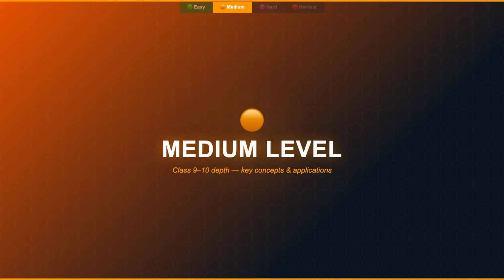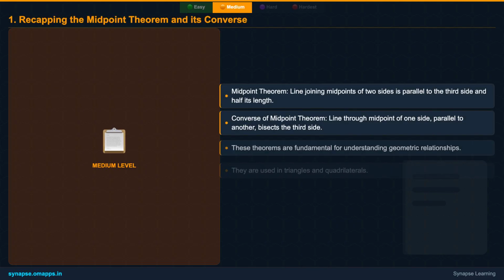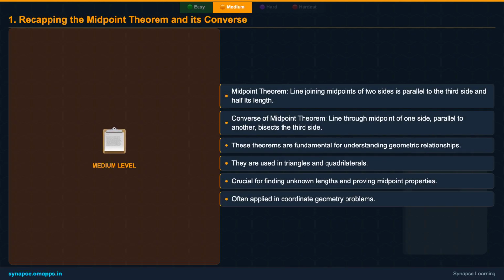Now, let's elevate our understanding. We'll move beyond the basic concept to formally prove this theorem and explore its deeper implications. Before we dive into the proof, let's quickly recap both the midpoint theorem and its converse. The midpoint theorem gives us a parallel line from two midpoints. Its converse, our topic, tells us that a line from 1 midpoint, parallel to a side, guarantees the bisection of the third side. This distinction is key, as we'll now formally prove why this bisection always happens.